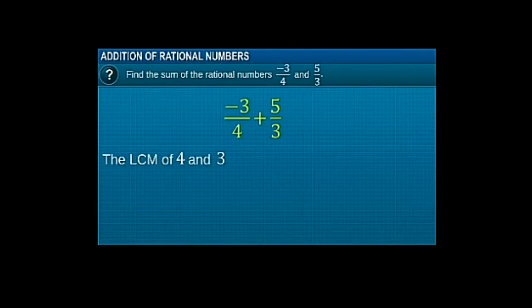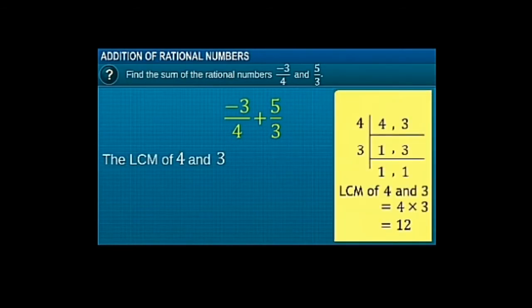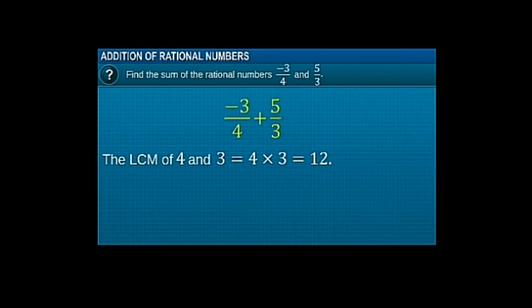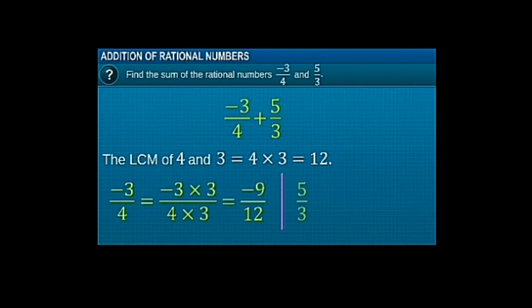We can do it by taking the LCM of 4 and 3. The LCM of 4 and 3 is nothing but their common multiple, that's 12. 4 into 3, 12. So minus 3 by 4 can be written as minus 3 into 3 by 4 into 3, which gives you minus 9 by 12. And the same thing for 5 by 3 also. 5 by 3 can be written as 5 into 4 by 3 into 4, which gives you 20 by 12.